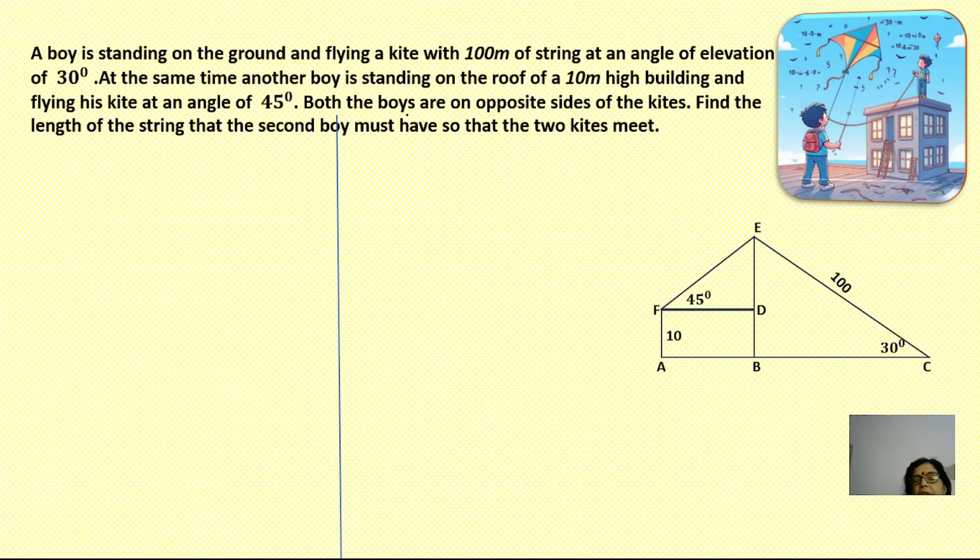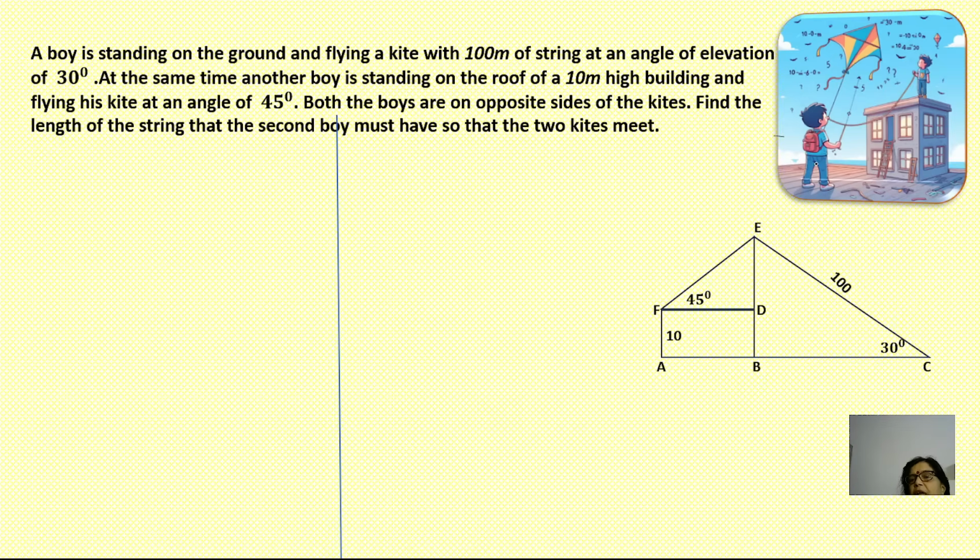The next question is, a boy standing on the ground and flying a kite with 100 meters of string at an angle of elevation of 30 degrees. At the same time, another boy is standing on the roof of a 10-meter high building and flying his kite at an angle of 45 degrees. Both the boys are on opposite sides of the kites. Find the length of the string that the second boy must have so that the two kites meet.